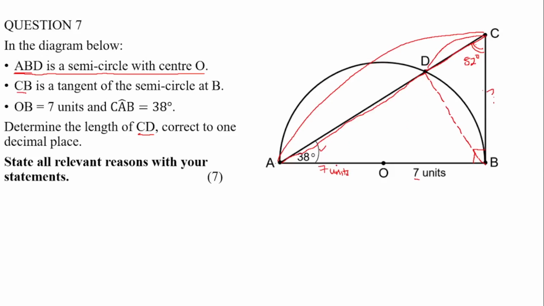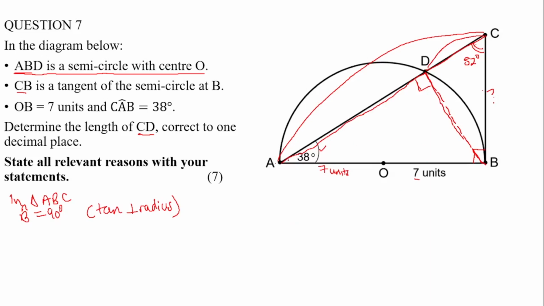Let's start by finding AC. We have done our construction. This is our construction, DB. So it means this angle is 90 degrees because it's an angle in the semicircle. So in triangle ABC, we want to find AC. But we can say that angle B is equal to 90 degrees first, tangent perpendicular to radius, or tangent perpendicular to diameter. Therefore, triangle ABC is a right angle triangle.